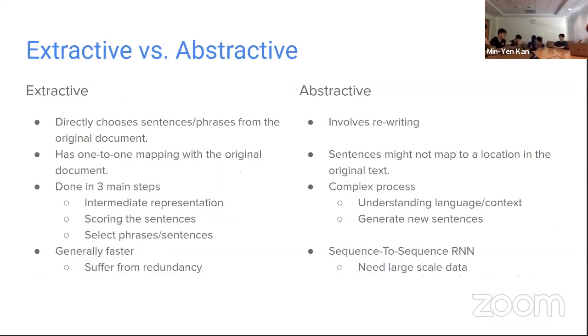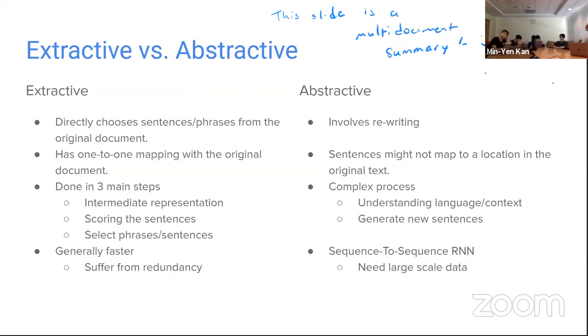And to give a generic comparison between these two methods: as I already said, extractive directly chooses sentences and phrases from the original document. It is a one-to-one mapping with the original document, and basically uses three main steps: the intermediate representation, scoring the sentences, and then selecting the phrases and sentences. And it's generally faster, although it suffers from redundancy.